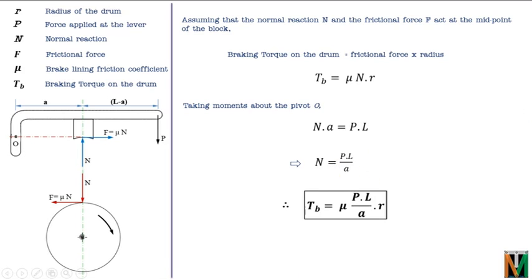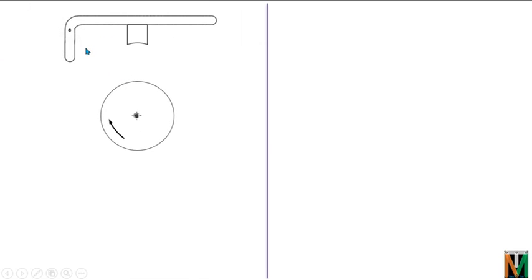Next we'll see a different configuration where the line from the point of contact is not passing through the fulcrum point. It is somewhat at a distance of B from the fulcrum point. So let's see. We'll again take the same drum which is rotating in the clockwise direction. Now it is the lever and this is the block. The force P is applied in the downward direction, and now you can see that the fulcrum point is at a different position.